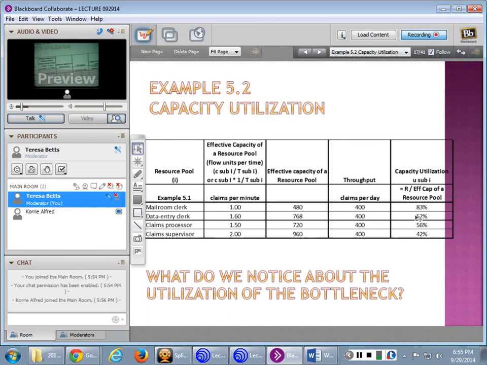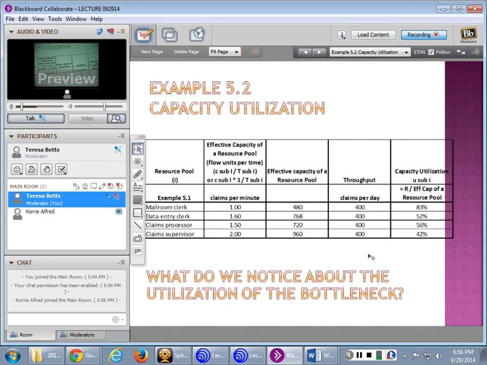400 divided by 768 is 52% utilization. 400 divided by 720 is 56% utilization. 400 divided by 960 is 42% utilization. Okay? Is there just a typo in the book? It says 480 divided by 960 for the supervisor. Is that just a typo? That's a typo. Okay. Yep, that's a typo. Good catch. Okay. Double check.